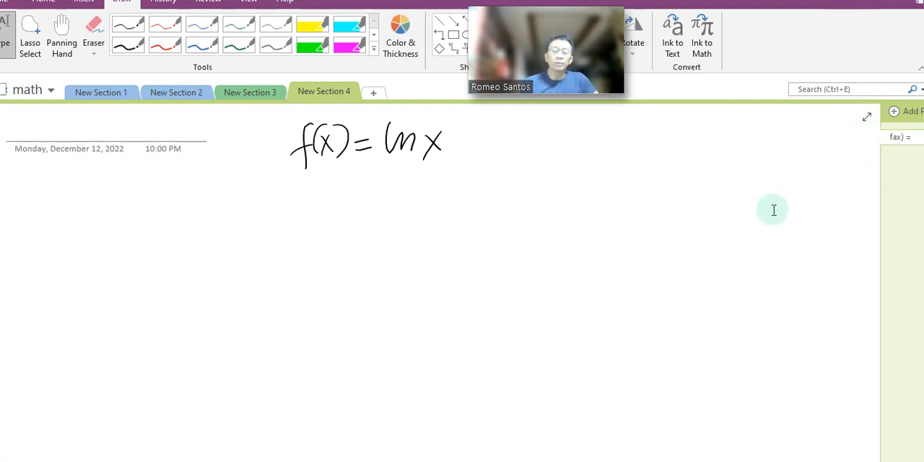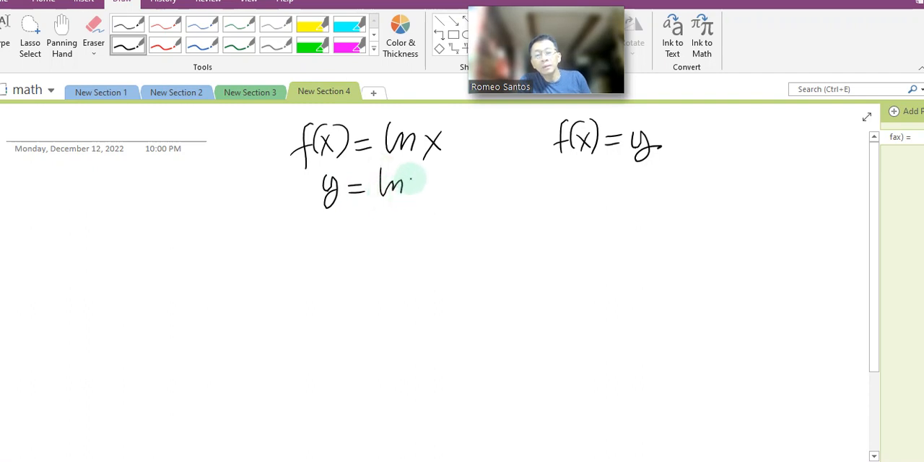To plot the function f(x) = ln x, remember that f(x) is equal to y. So we can rewrite this as y = ln x. And of course, you just put in a value of x and then you solve for y. Now, if you have a calculator, you can actually solve this.